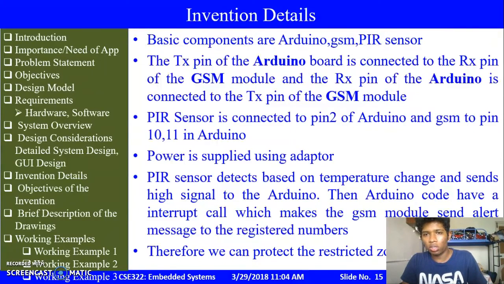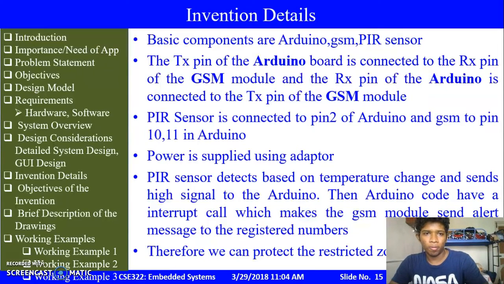And the GSM module has a slot for the SIM to keep into it. Whenever you keep a SIM in it, it works as the basic SIM through which the messages are sent. And in the code we give the registered numbers, that to this particular registered number we are supposed to send a message. So whenever the sensor senses something, the GSM is alerted by the Arduino and a message is sent. This is the basic thing.